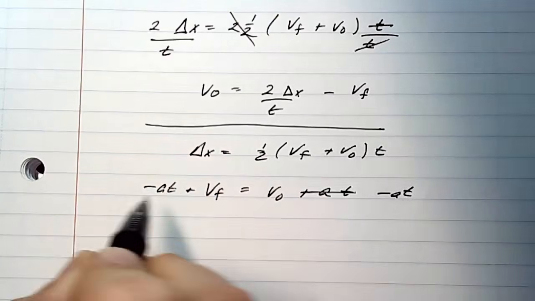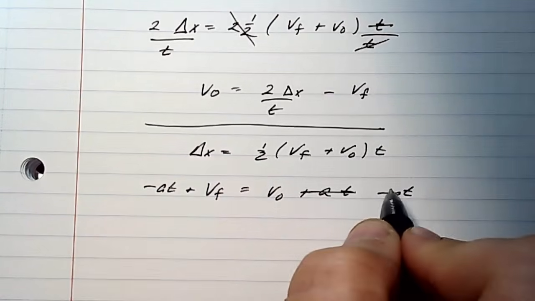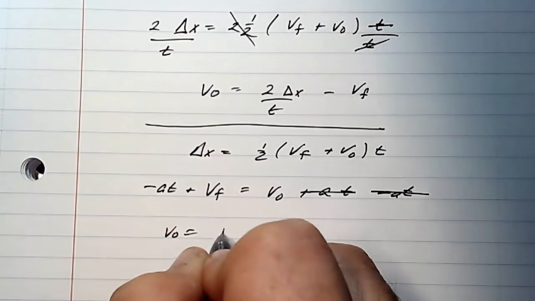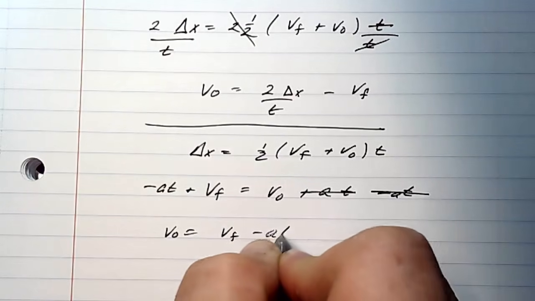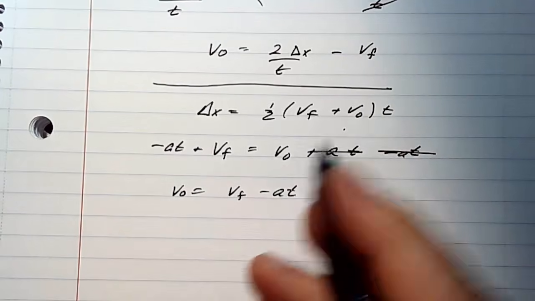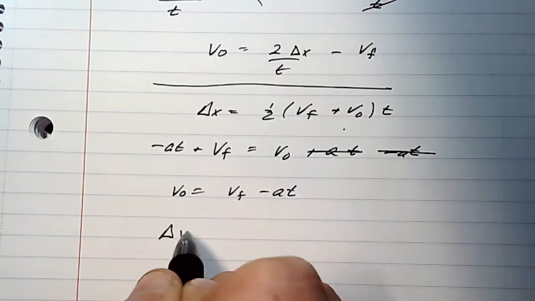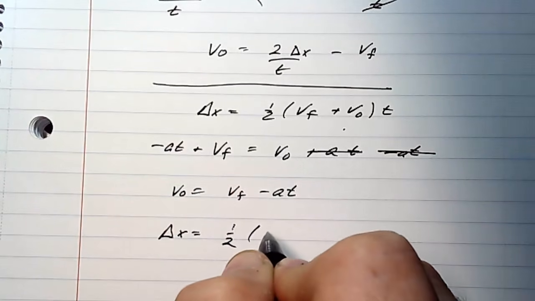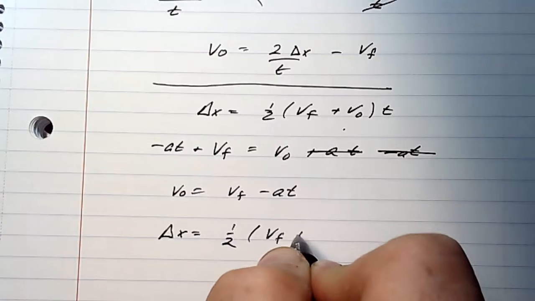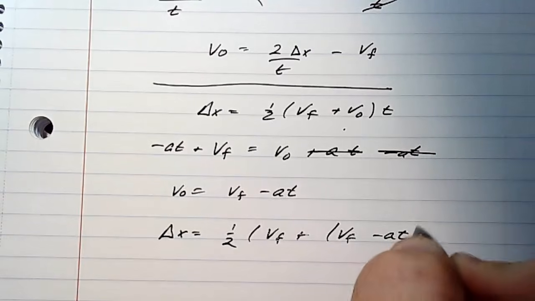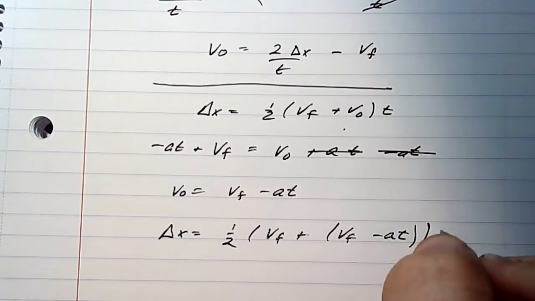So I'll add minus AT to both sides and get rid of it. V initial is V final minus AT. All right. And then I can plug that into this other equation. Delta X is 1/2 V final plus V final minus AT, and then T.